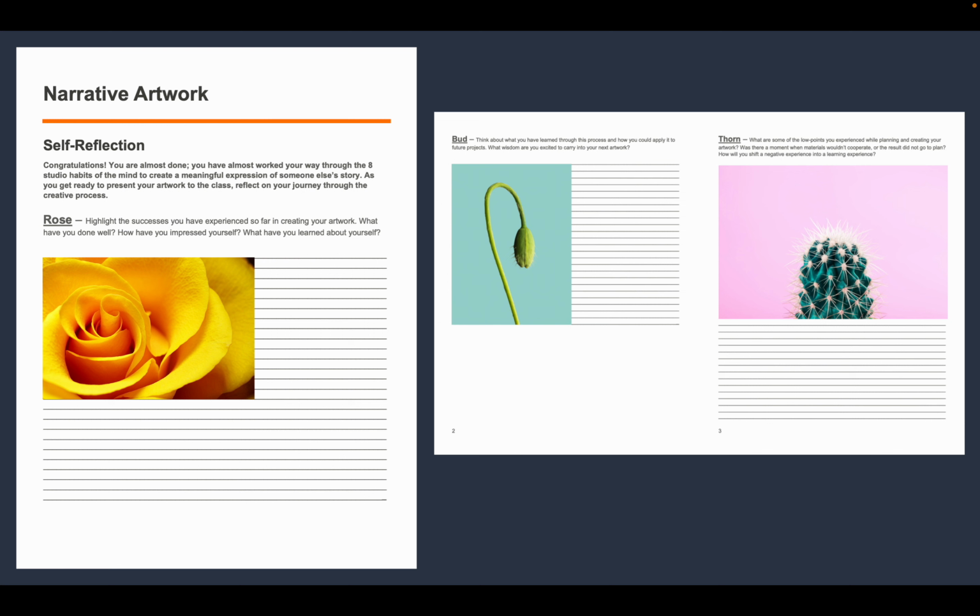Ultimately, I hope that my students will walk away with stronger empathy skills through exploring someone else's story. Working their way through the project with an awareness of the creative process will build skills that are critical outside the classroom as well.